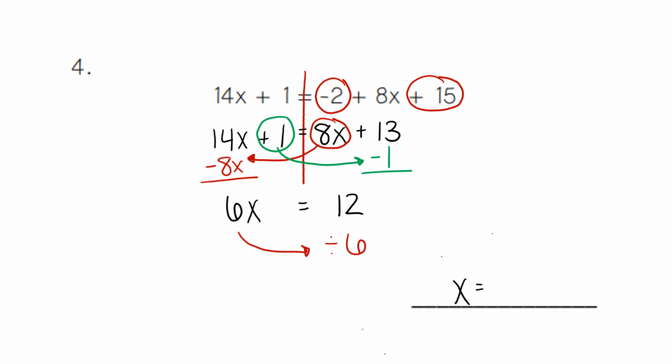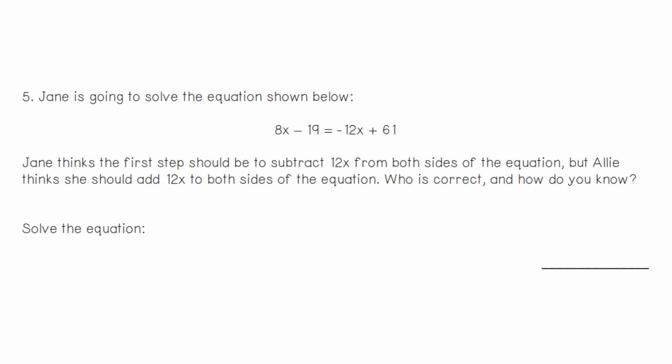It says Jane is going to solve the equation shown below: 8x minus 19 equals negative 12x plus 61. Jane thinks the first step should be to subtract 12x from both sides of the equation, but Allie thinks she should add 12x to both sides of the equation. Who is correct, and how do you know?